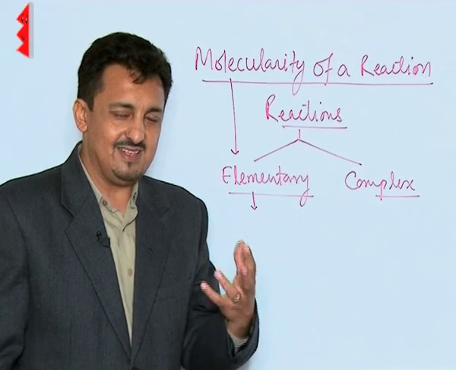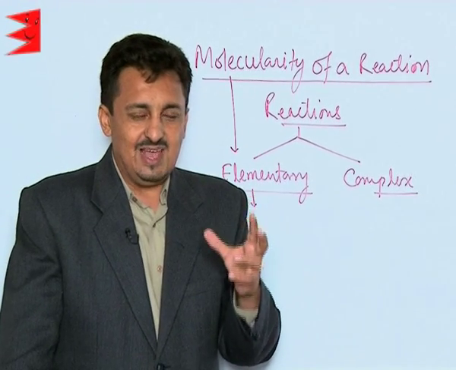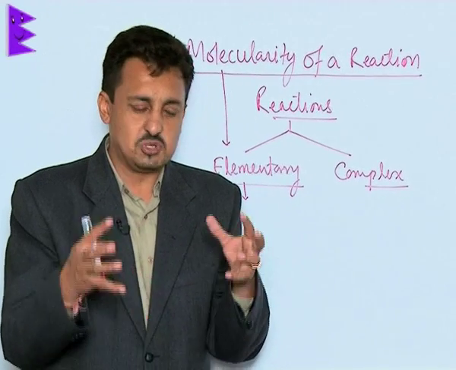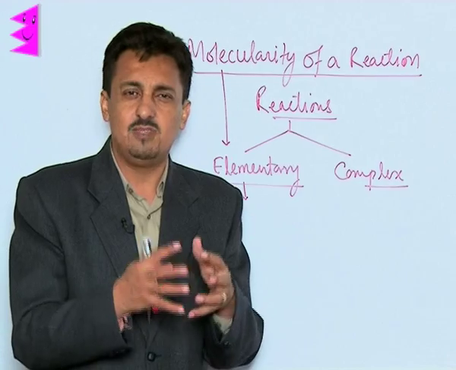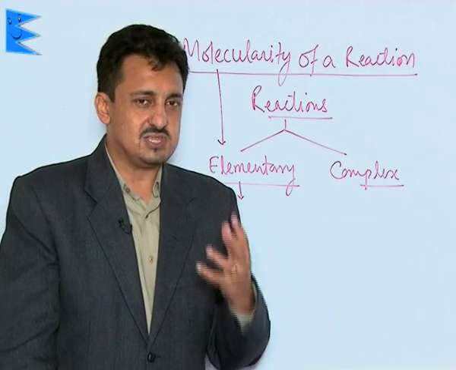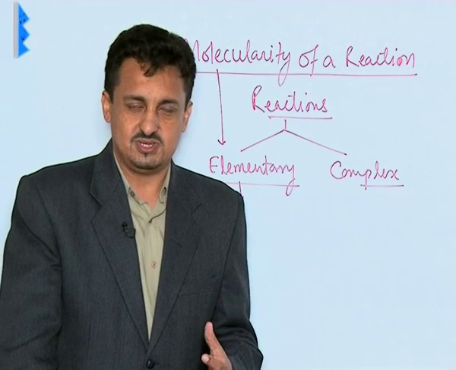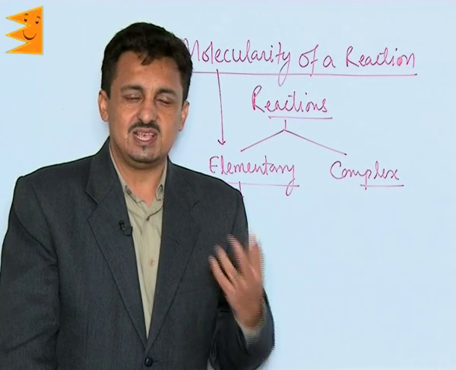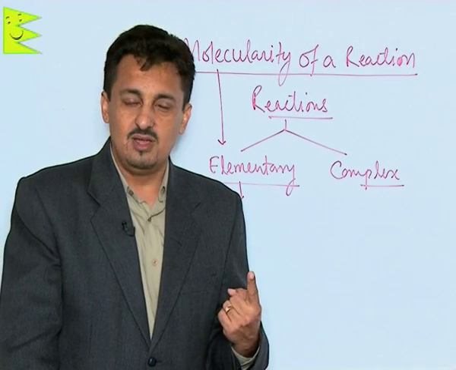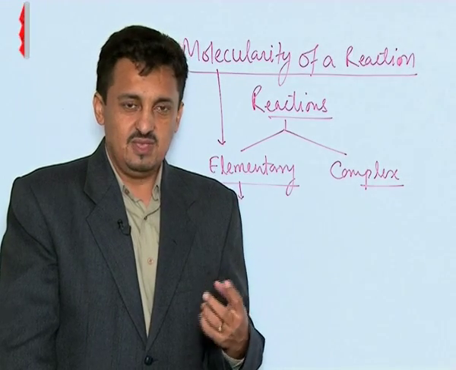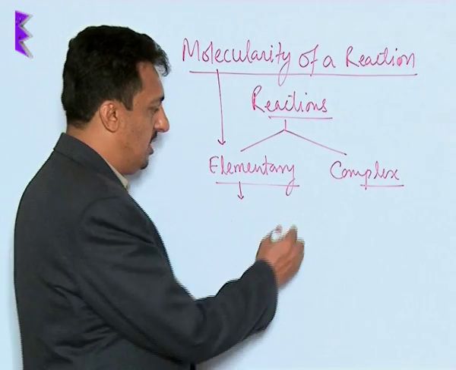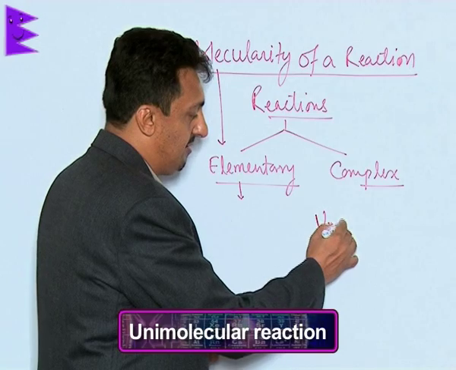I'm repeating again, let us understand this. In elementary reactions, the number of atoms or ions or molecules colliding simultaneously to form the product is called the molecularity of the reaction. So this term is mainly meant for elementary reactions which take place in a single step. And if only one reactant is involved and it directly changes to the product, the reaction is called a unimolecular reaction.